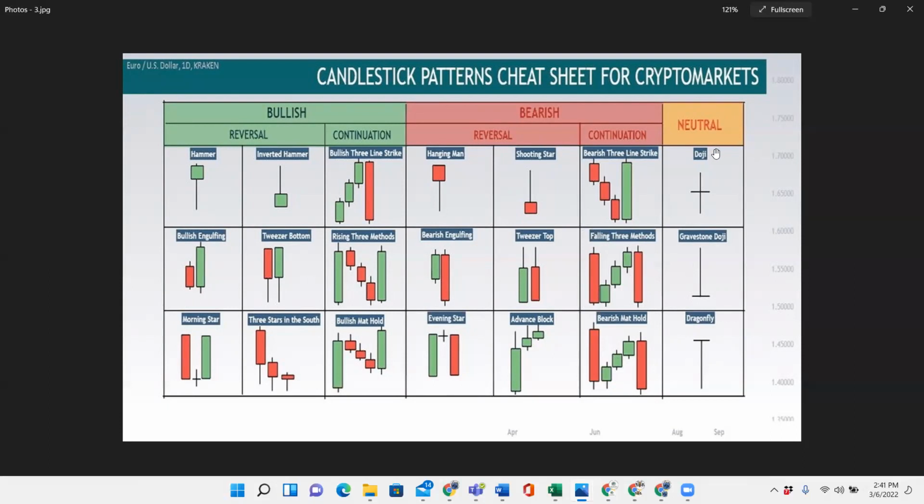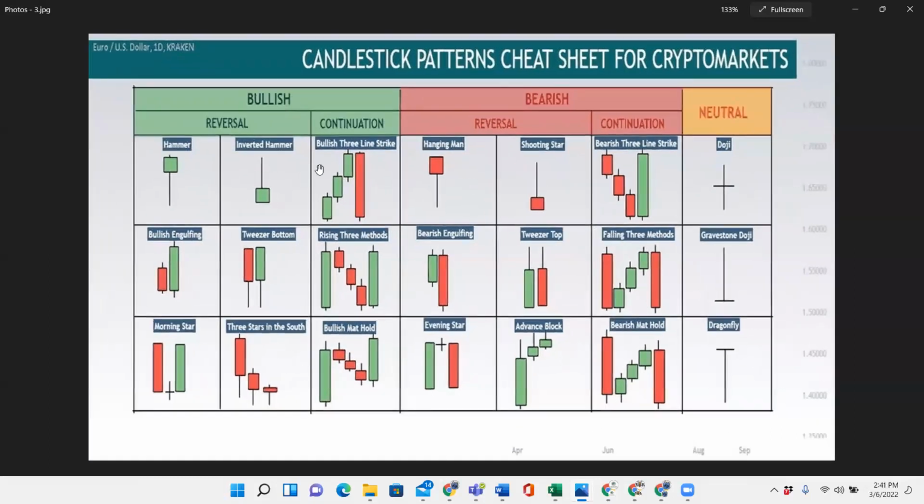Then we have our neutrals. We have our doji, gravestone doji, and our dragonfly. So take a look real quick at our reversal patterns for the bullish reversals. Take a look at our continuous patterns. Now let's take a look at our bearish reversal patterns. Now let's take a look at our bearish continuous patterns. Now let's take a look at our neutral patterns.